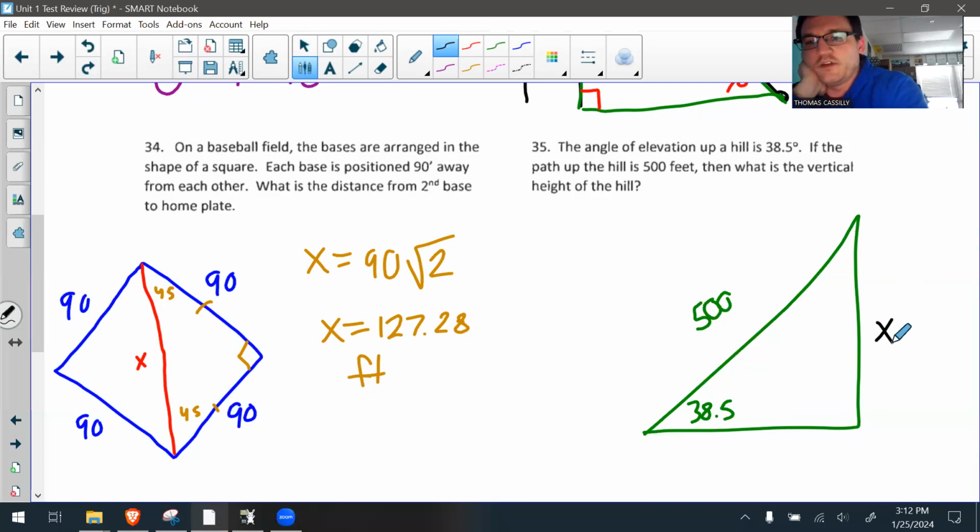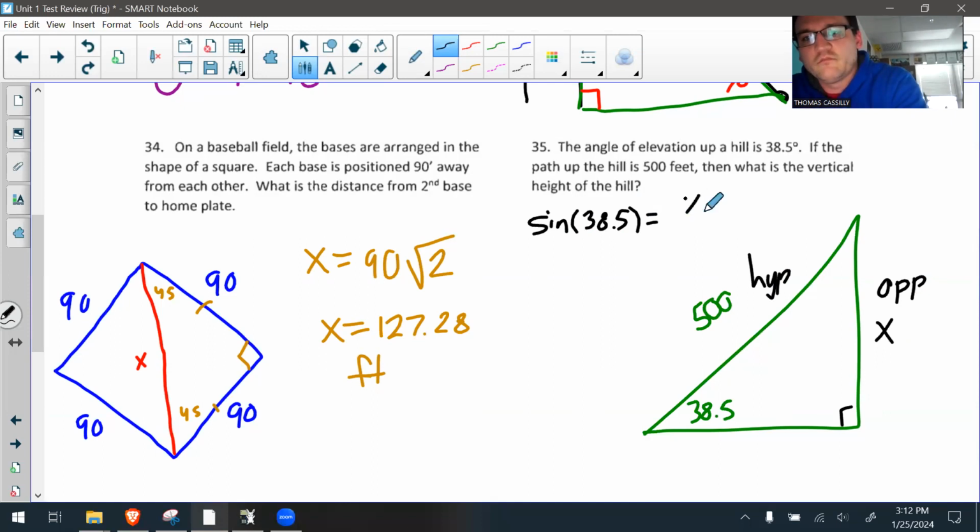All right, so let's look here. x is our opposite. 500 is your hypotenuse again. If we're looking at altitude, the definition of altitude is it makes a 90-degree angle with the ground. So that is a 90-degree angle, right triangle. So this one is more sine function here. So we have the sine of 38.5 equals the opposite over the hypotenuse, which is 500. Multiply 500 on both sides. We'll just show our work on this one. 500 times the sine of 38.5 equals x.